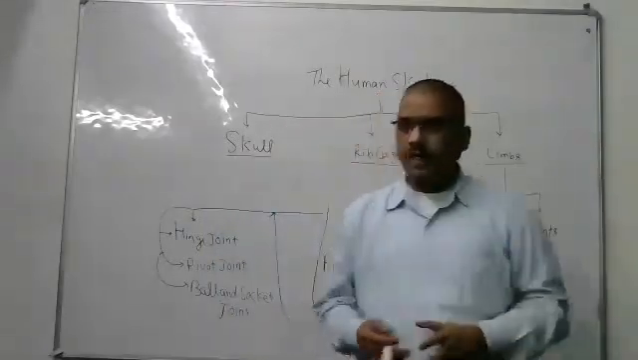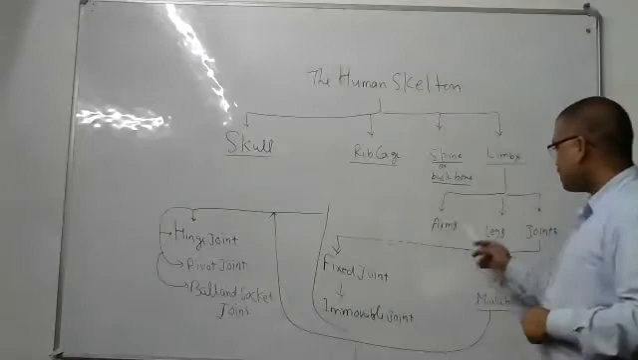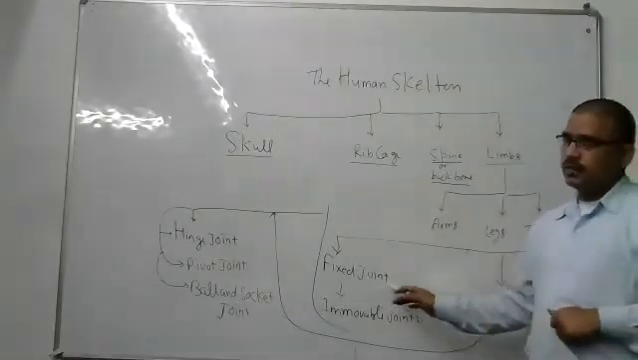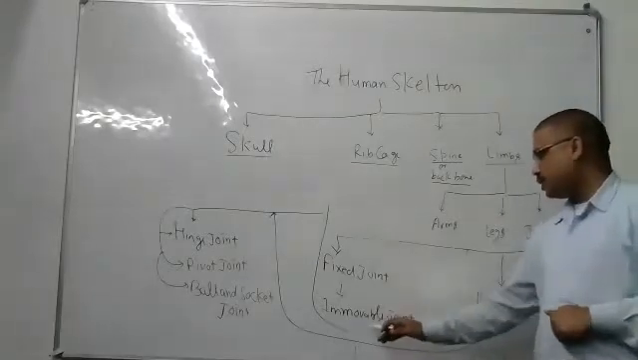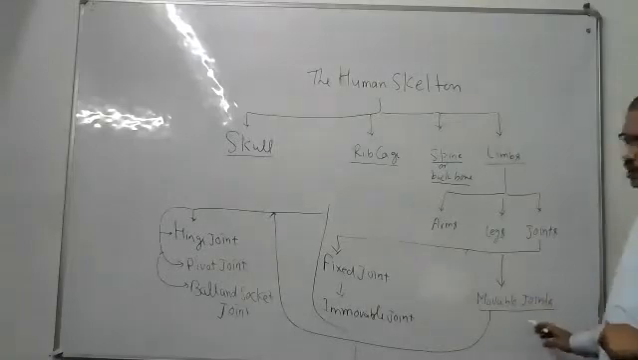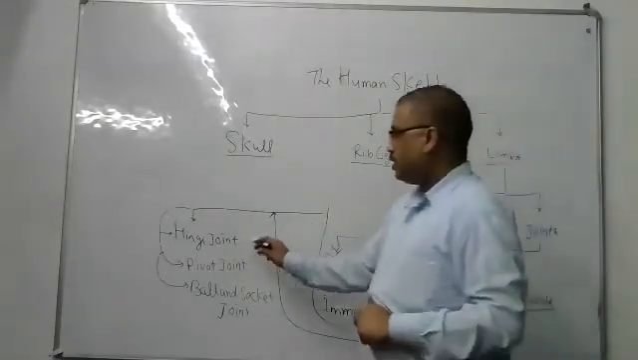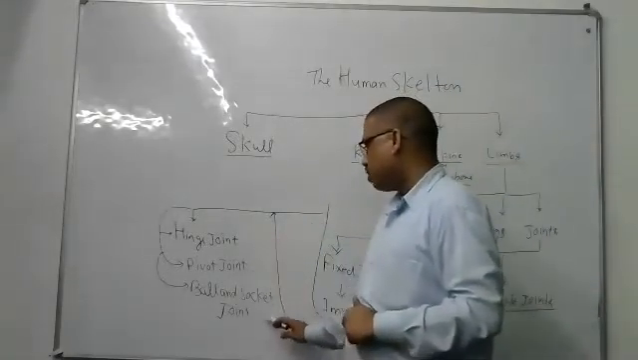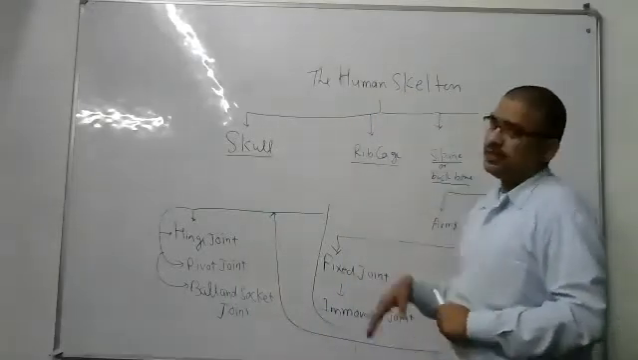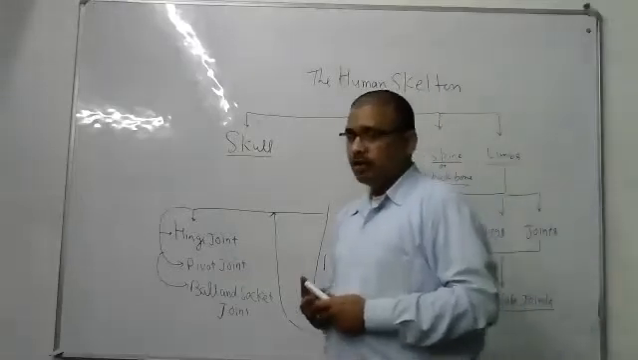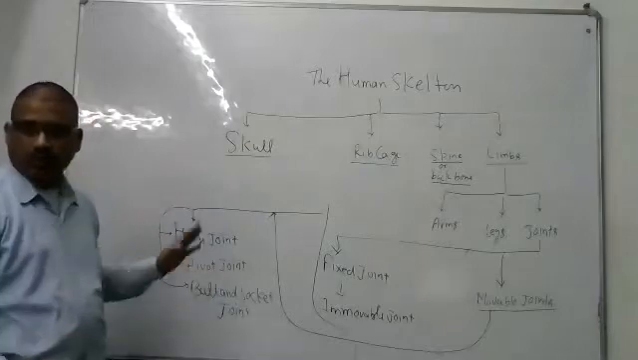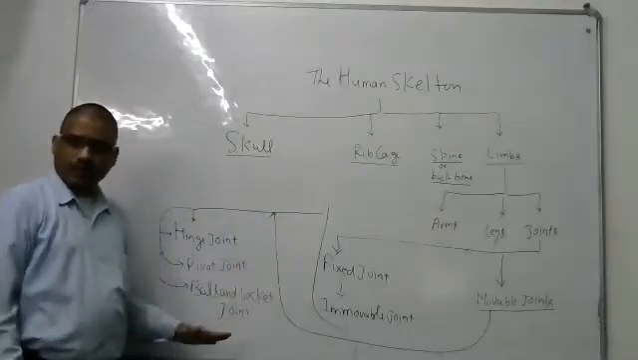I will discuss these one by one. Limbs are basically arms, legs, and joints. Joints are again divided into two parts: fixed joints, that is immovable joints, and movable joints. These movable joints are hinge joints, pivot joints, and ball and socket joints. This is the overall skeleton. I will ask you to write down a sketch of the human skeleton, so you have to write these parts of the body.